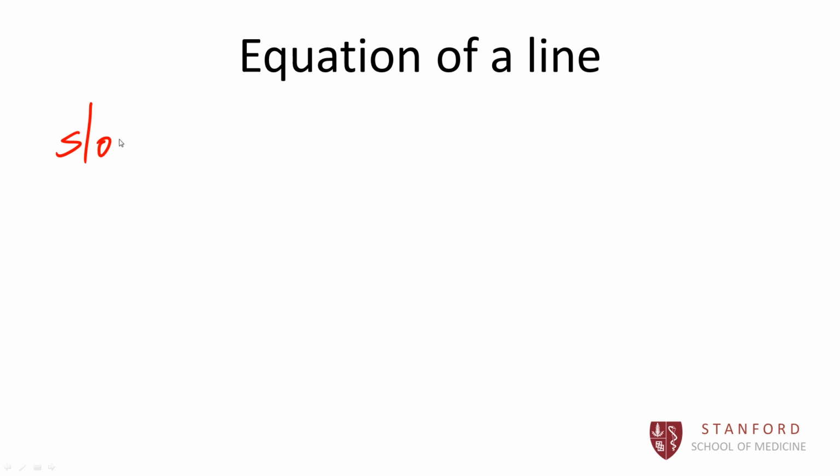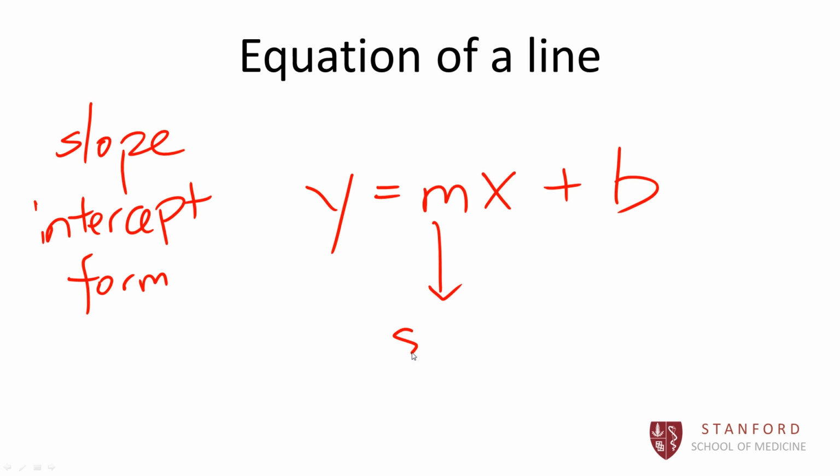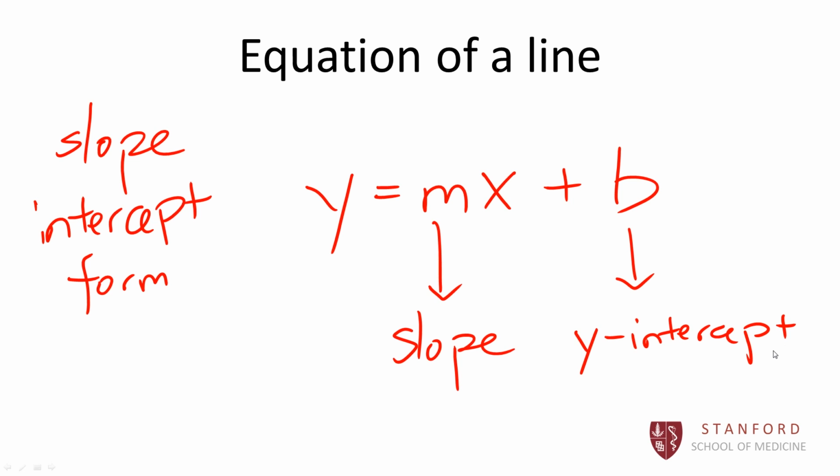Probably the most common form that you'll encounter when you're looking at the equation of a line will be slope-intercept form. And that will look like this: y equals mx plus b. You've probably seen this before. So m represents the slope, b represents the y-intercept, that's the point at which this line intersects the y-axis, and y and x are, of course, the corresponding y and x coordinates for points that lie on this line.